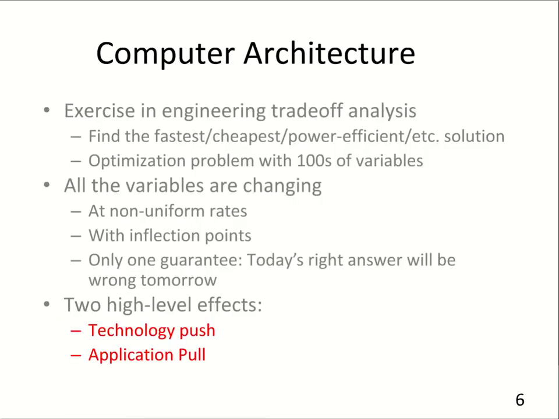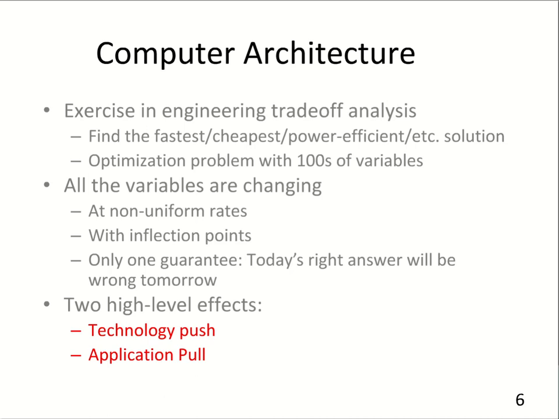Fundamentally, computer architecture as a practice is an exercise in engineering trade-off analysis. What you're tasked to do as a computer architect or designer of a processor is to find the fastest or cheapest or most power-efficient solution for a particular task. Now, the metrics that you care about will vary depending on the requirements that you're given. Sometimes you really want the highest performing system. Sometimes you want the least expensive. Sometimes you want the one that consumes the least power.